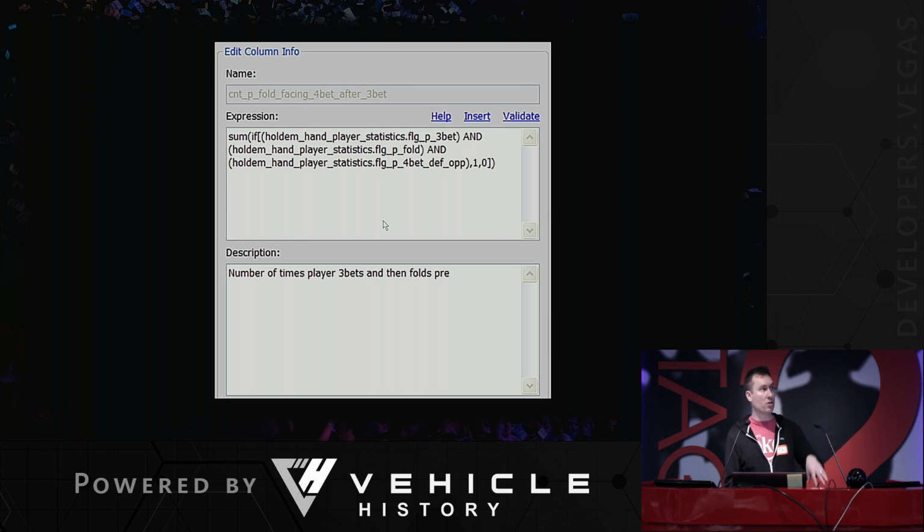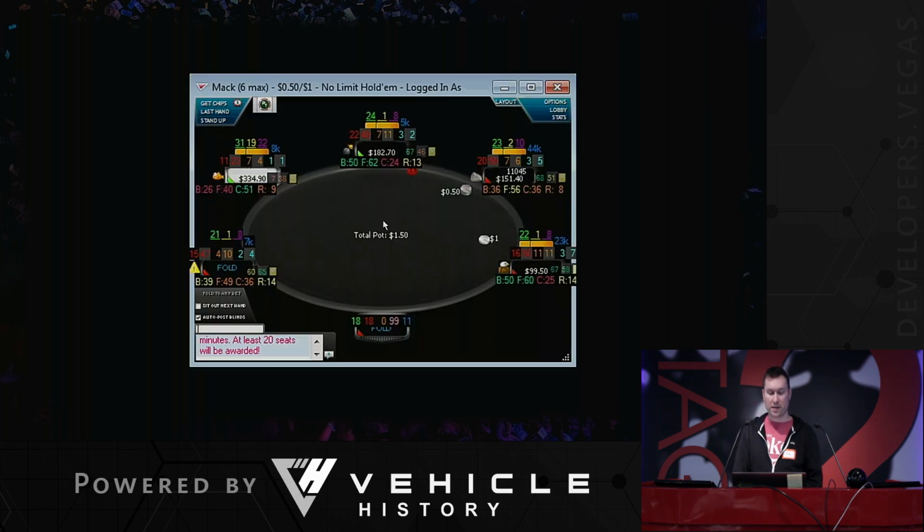They gave me space inside their software to write these equations, but this is the exact equation that we just saw, which is that 67 number. It is a sum. This is a count of every time that they faced a 4-bet after 3-betting, folded, and they had the opportunity to defend against a 4-bet. So it's all this kind of complex stuff. You add these up, divide it by the amount of times, the opportunities they had to do it, and you get all these statistics. You do this, I had 400 statistics running on every player.